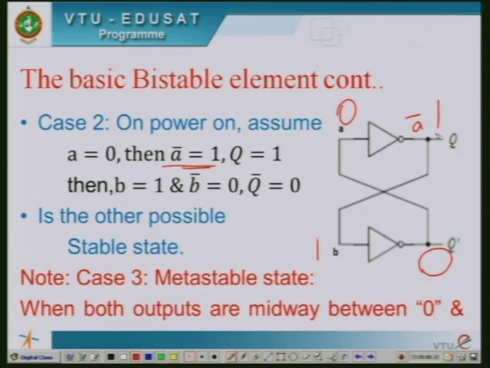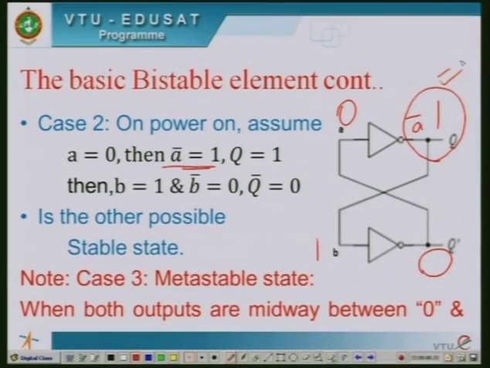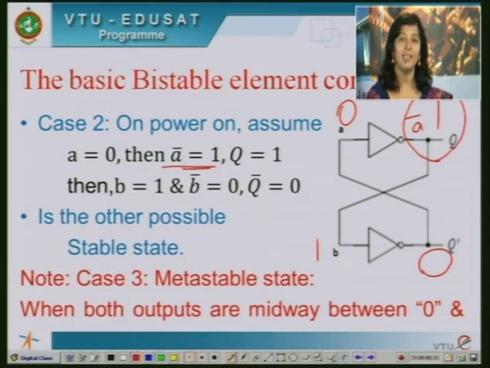And the second stable state is when Q is 1 and Q bar is 0. So in this case, I can say this is a memory element which can store 1 as its data. So it is storing 1 in this case. The complemented form of that is also available or stored. So this is the second possible state, and we get both these states without giving any exclusive inputs.